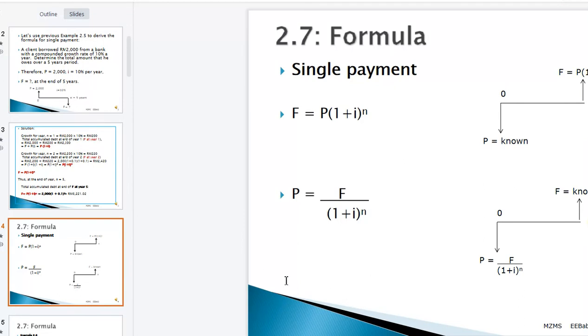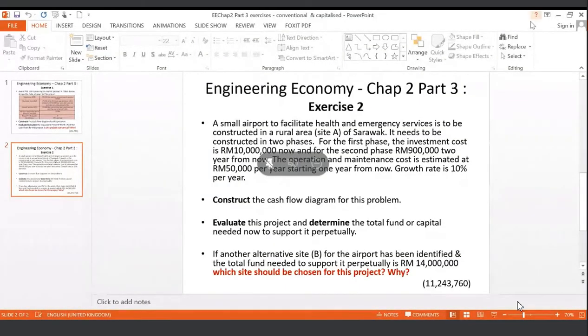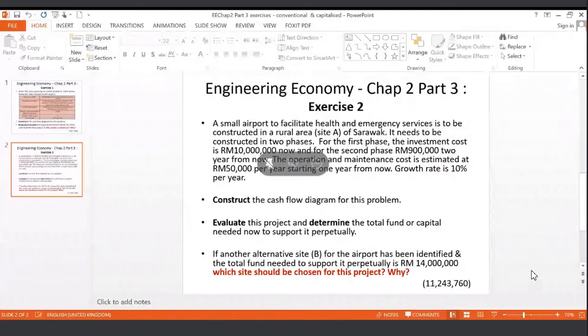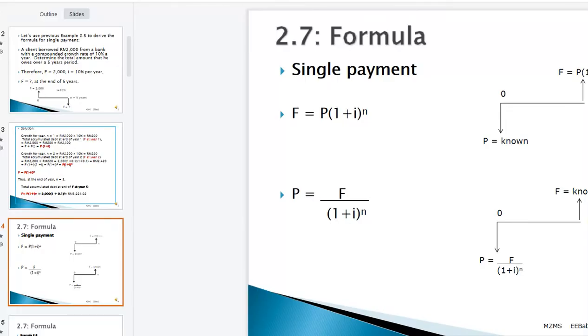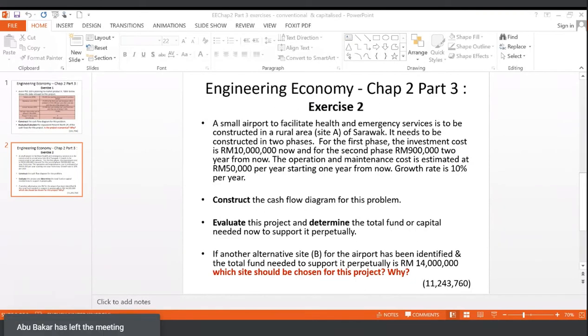And for the situation of annual, for the operation and maintenance cost, that is estimated to happen 50,000 per year. That is expected to happen from year one until infinity. So if you want to convert that to P, you use the capitalized formula, which is P equals to A over I, kan? Okay, A over I. Yes.